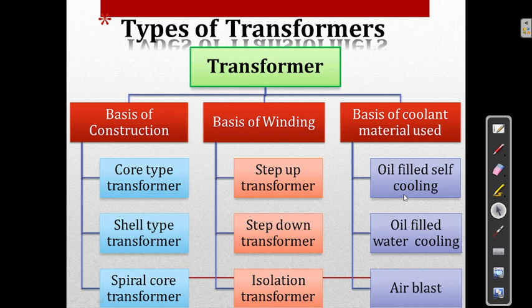See, what are the types of transformer. On the basis of construction, we have a core type transformer, shell type transformer, and spiral core transformer. On the basis of winding, we have a step up transformer, step down transformer, and isolation transformer. On the basis of coolant material, we have an oil filled self cooling transformer, oil filled water cooling transformer, and air blast transformer.